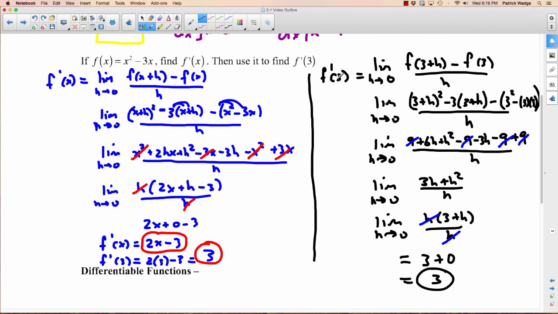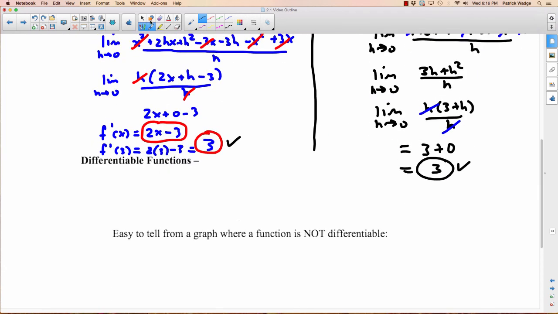Here I did it for f prime of 3, the old way like we did last chapter, and it still works. I still get the answer 3. Check my work. Yay, I got it right. So this answer is the same as this answer, but the power of this is I could very easily find the derivative at other x values, whether it's 3 or 4 or 5 or 6 or negative 8 or 12.2 or pi or whatever. I don't want to have to do this every single time I pick a new value. That's painful. All right, last thing, differentiable functions.